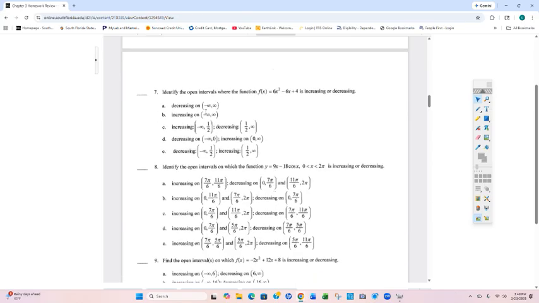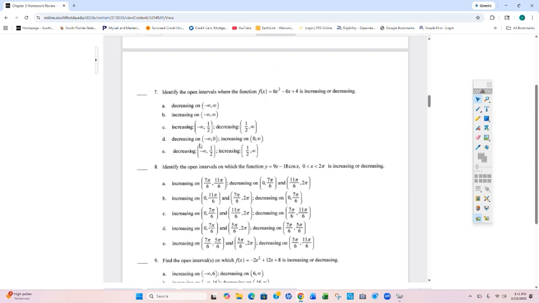Number 7, identify the open intervals where the function f of x equals 6x squared minus 6x plus 4 is increasing or decreasing. A, decreasing on the interval -infinity to +infinity. B, increasing on the interval -infinity to +infinity. C, increasing on the interval -infinity to 1/2. Decreasing on the interval 1/2 to +infinity.